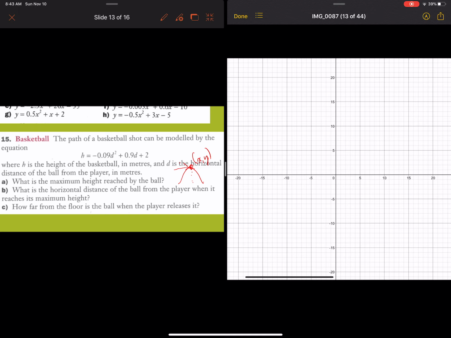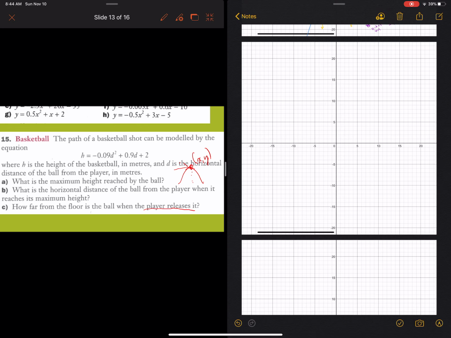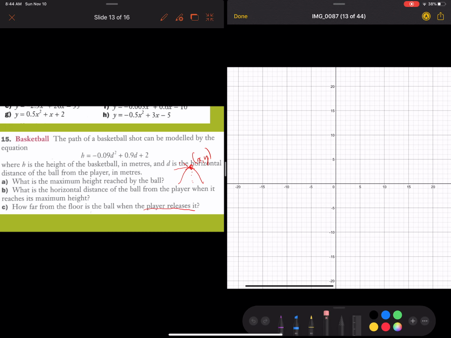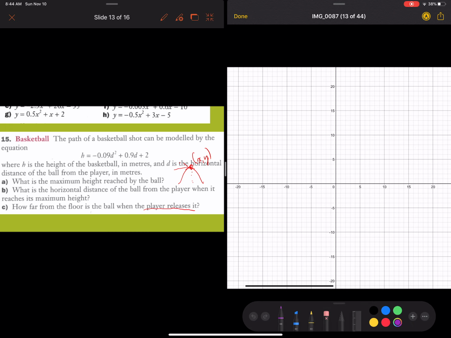How far from the floor is the ball when the player releases it? So that's the initial value. When the player releases it, that would be at time equals 0, or distance from the player equals 0. So it'd be right here. Where does it cross the y-axis? That's basically what C is asking.